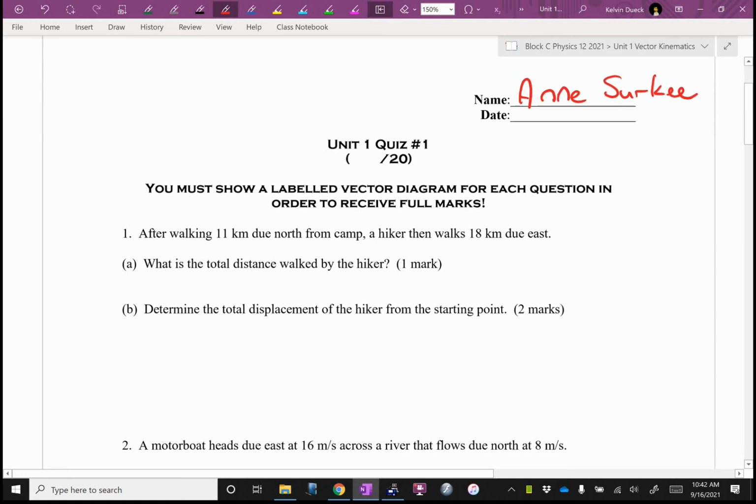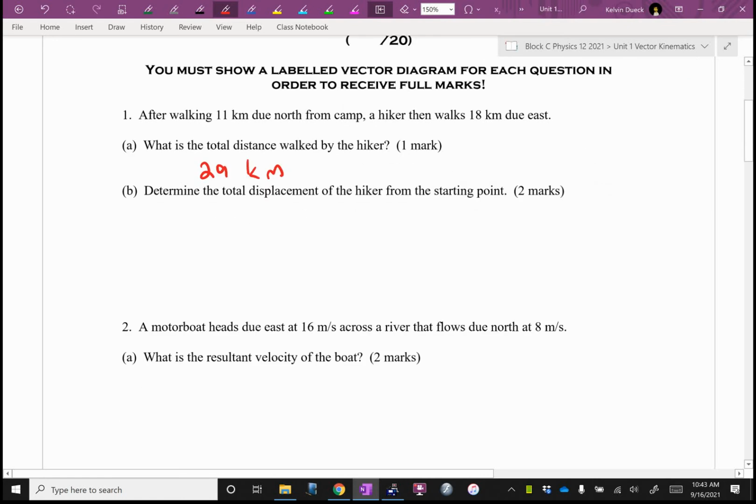Number one, total distance, I'm pretty sure is going to be 29 kilometers, yes? Okay. Total displacement. Well, I'm going to draw a compass rose. It's going to be 11 north. 11, Mr. Dewick, not 18. Plus 18 east. That's the displacement.